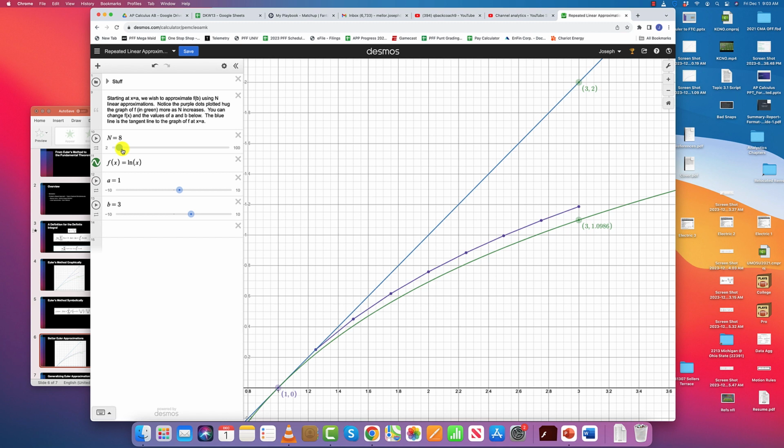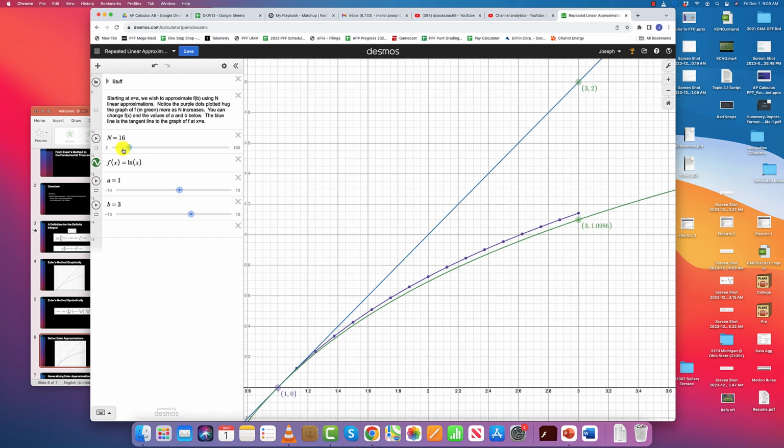So there's 8 steps. You can see this purple dot getting closer to the green dot. Let's go up to 16. And we're getting closer and closer and closer. You can click on this to see it's 1.1414; 1.0986 is the desired value we want. And if we continue this, then these connected line segments really start to look more and more like the green curve, right?